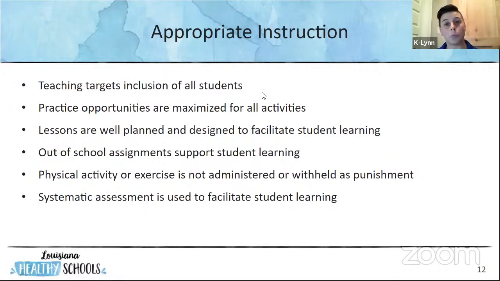The opposite is withholding it as punishment. Again, I used this example before. A lot of times we may have students that come into school late or they need to make up an assignment. So what do we do? We pull them from recess, we pull them from physical education. That's definitely not appropriate, because a lot of times those students need that release, that physical exercise and activity. So these are some things to keep in mind, and we have some suggestions for how to work around that, which we can get to if there are any questions.